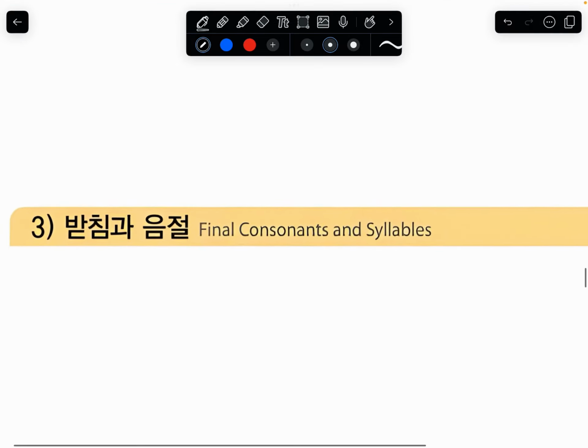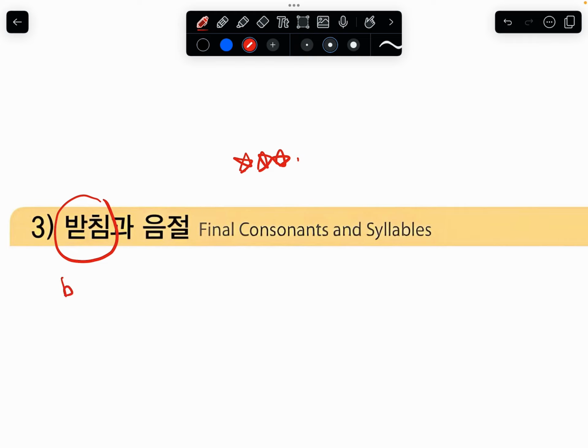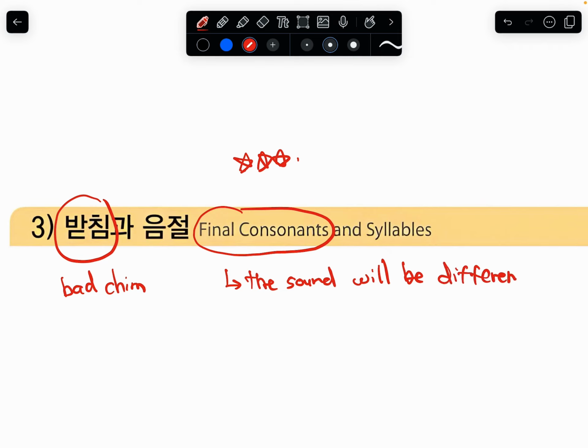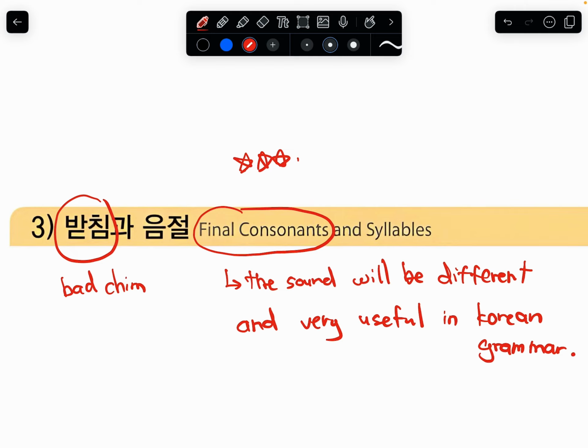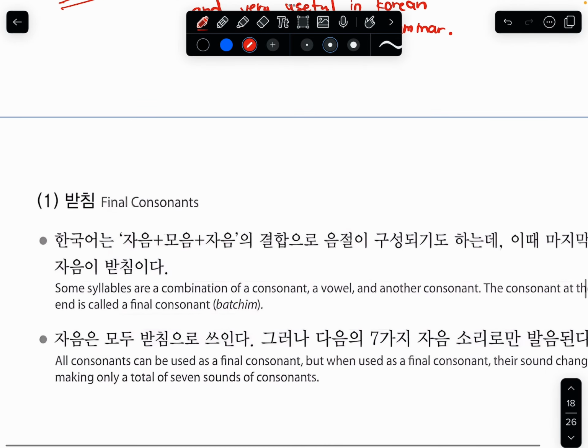Now let's move on to one more important part, which is about this one, badchim. This sound is B-A-D, badchim. So what is badchim? Badchim is actually the final consonant. So it's very important because the sound will be different, and very useful in Korean grammar. Okay, so you really need to understand what is the final consonant or 받침 of the Korean language. Okay, now let's see what is 받침.